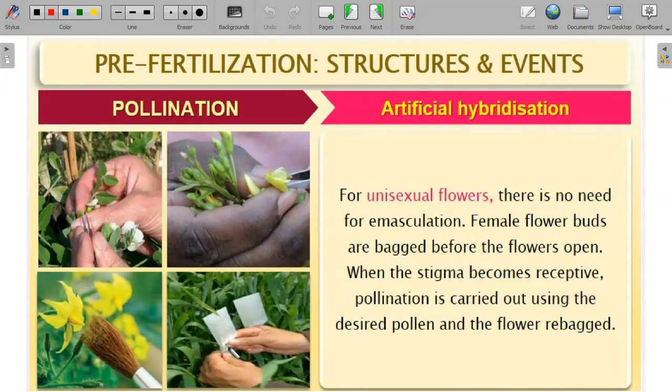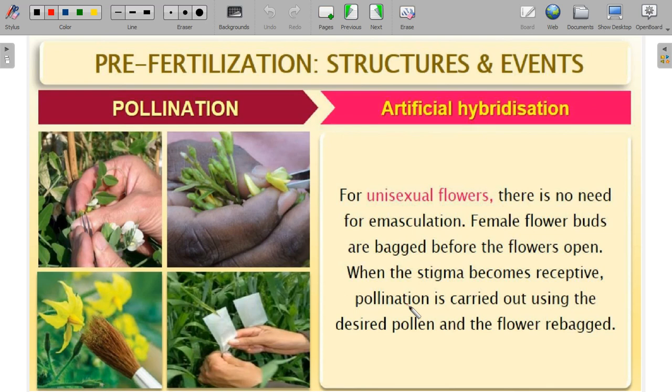There is no need for emasculation in a unisexual female flower. So, in a unisexual female flower, the first step called emasculation is not at all there. Only bagging alone is there. The female flower buds are bagged before the flowers open. When the stigma becomes receptive, pollination is carried out using a desired pollen and the flower is again rebagged.